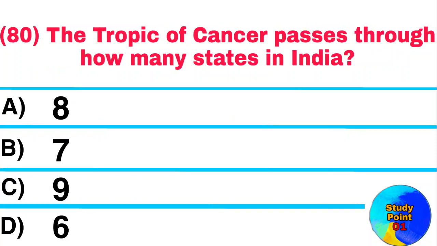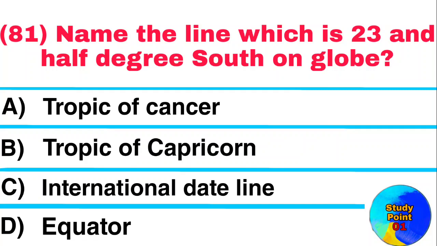Question. The Tropic of Cancer passes through how many states in India? A. 8, B. 7, C. 9, D. 6. Answer. 8. Question. Name the line which is 23.5 degrees south on globe. A. Tropic of Cancer, B. Tropic of Capricorn, C. International Date Line, D. Equator. Answer. Tropic of Capricorn.